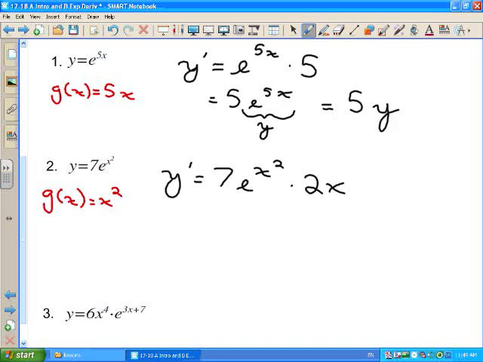And then we can simplify this. 14x e to the x squared. Or, if we wanted to express it in terms of y, y was 7e to the x squared, so we've got y right there. This would be 2xy.